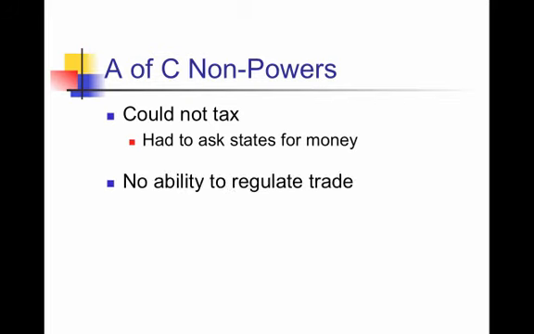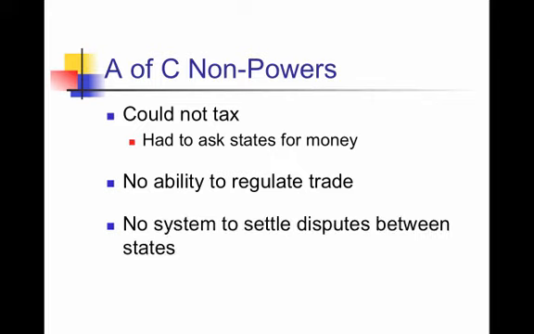Second, they couldn't do anything to regulate trade. The states just had to work out all their problems on their own. Maybe a good thing, maybe a bad thing. There was no system to settle disputes between states. So states just did their own thing and resolved everything on their own. And there was no president or king. There's no head of this. All that it is each state has one representative, and they just work together.